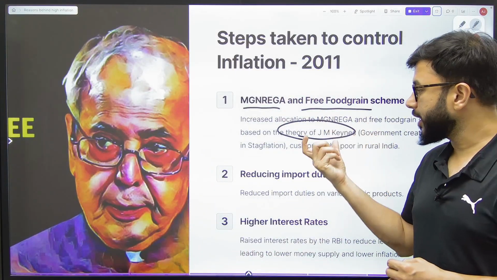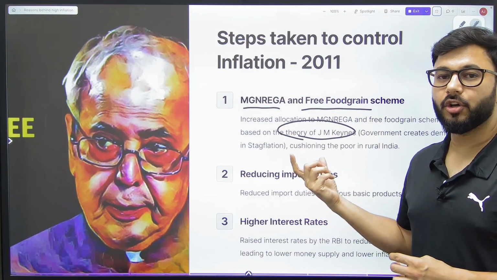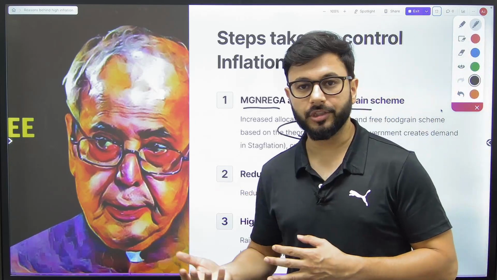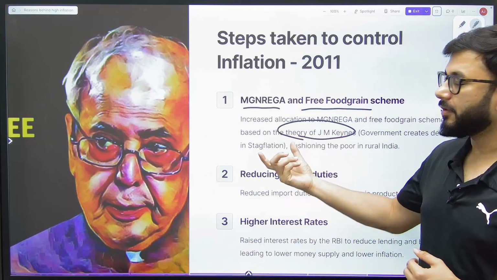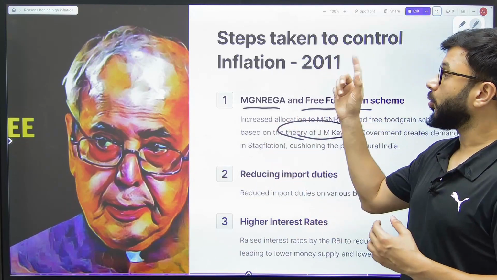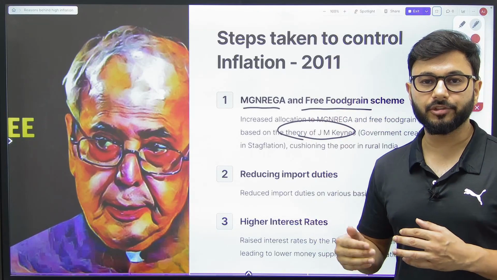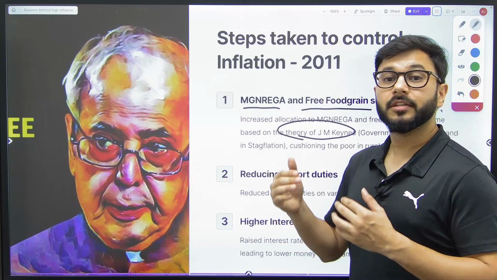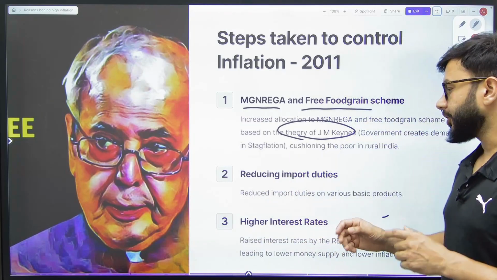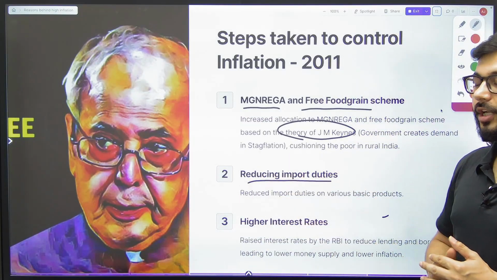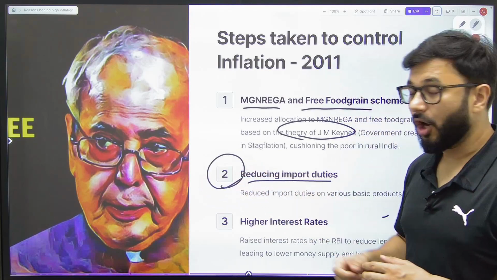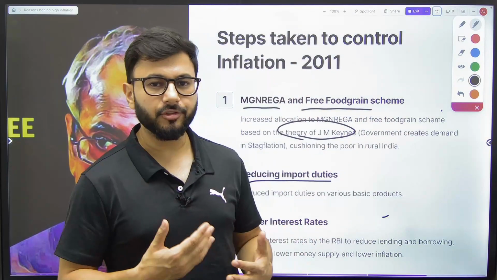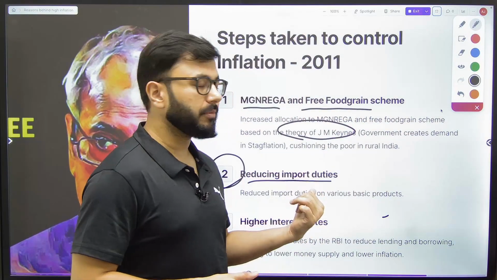And the government knew that when you create demand in the economy, automatically inflation will also come up. But they had to go through this process anyhow. Even when inflation rose, they could not withdraw MGNREGA or the free food grain scheme, because these were the flagship schemes that were focused on the survival of the poor in India. The second major step was reducing import duties. This is something that we are witnessing even now. Import duties on various oil imports and various other basic imports have been removed. Why?